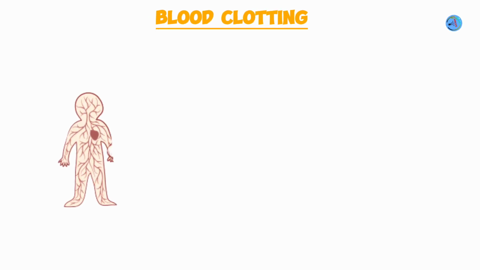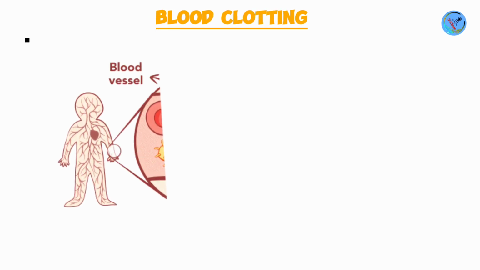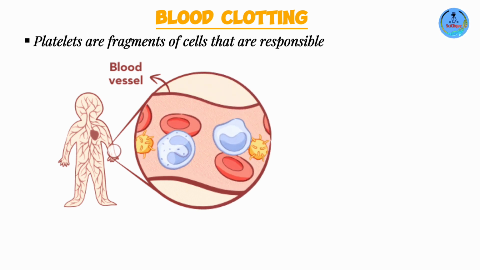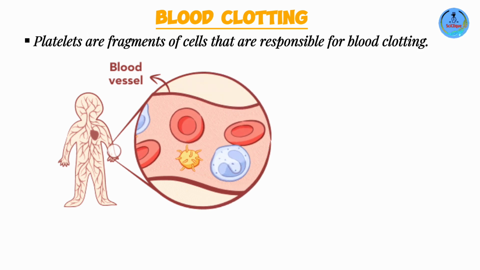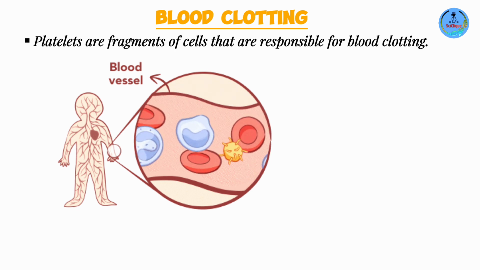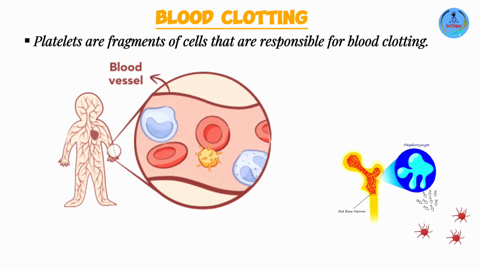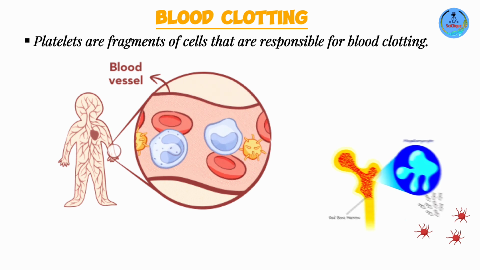Let's discuss platelets and the blood clotting process. Now, when it comes to platelets, these are not actually cells, they are fragments of cells. This simply means that they are pieces of cells. Platelets are produced in the bone marrow. That is the bone marrow. This is the tissue that is found in our long bones.